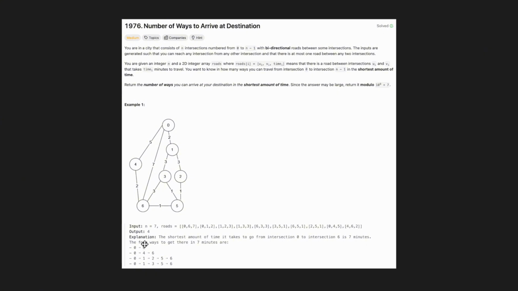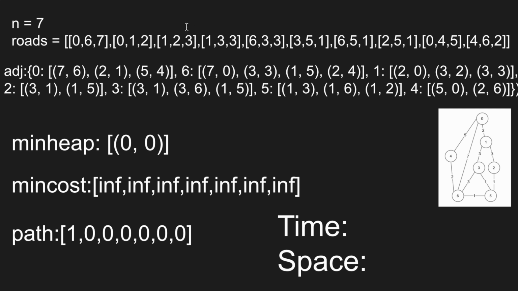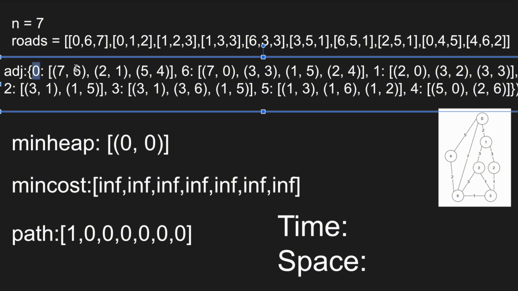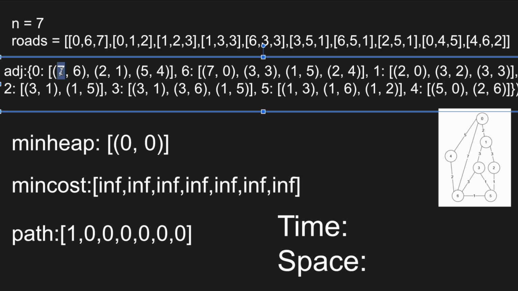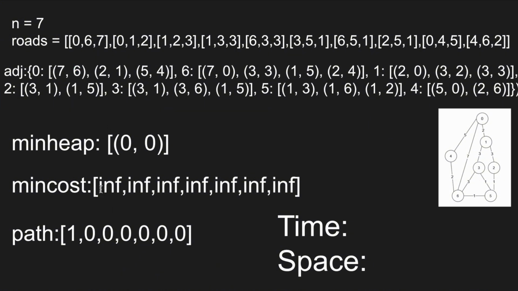So now that we have seen some examples, let's get to how we can solve this problem. So one way that we can solve this problem is we can use a Dijkstra algorithm. So what we will do is we will set up an adjacency list where the keys are the nodes and the values will be a list of tuples where the first element is the cost to get to the second element. So for example, it costs 7 minutes to get to node 6 from node 0, and we will have a min cost array to keep track of the minimum time it takes to get to certain nodes.